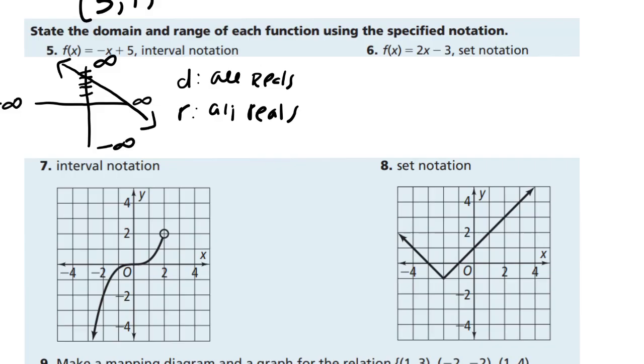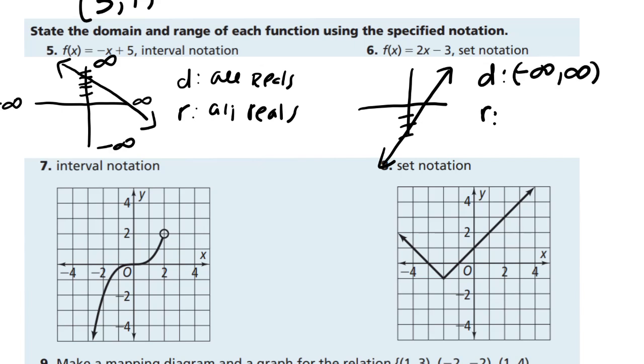2x minus 3 is also linear, so I'm going to graph it right now. Okay, your domain will be from -infinity to +infinity. Of course, you have brackets, and it's all real numbers. It goes from -infinity to +infinity. The range is from -infinity to +infinity. So here's -infinity and +infinity.